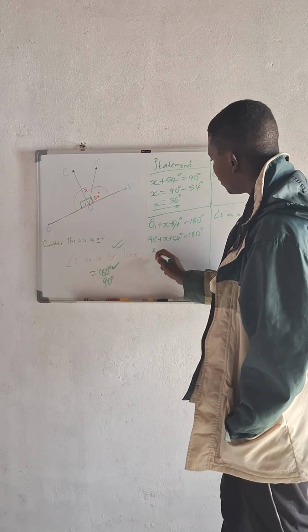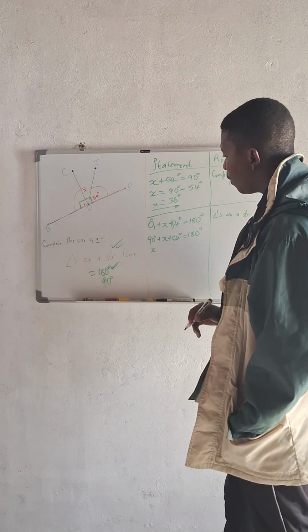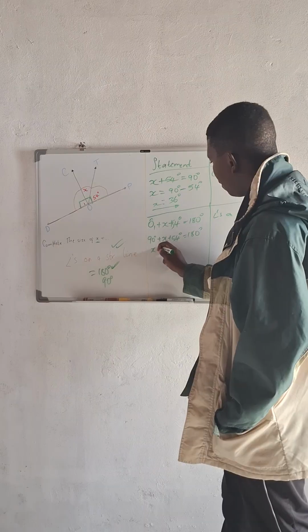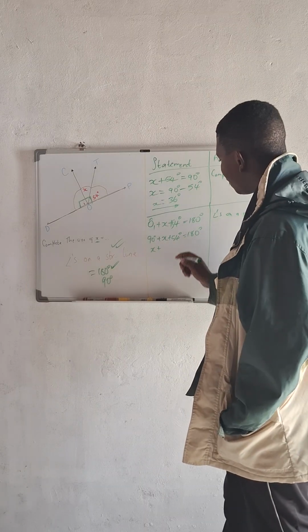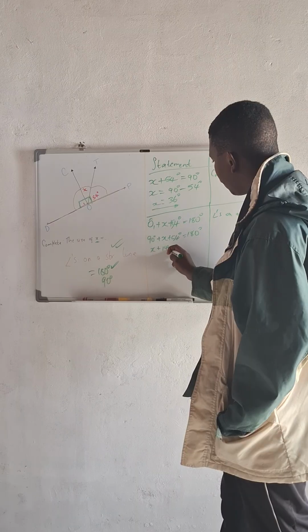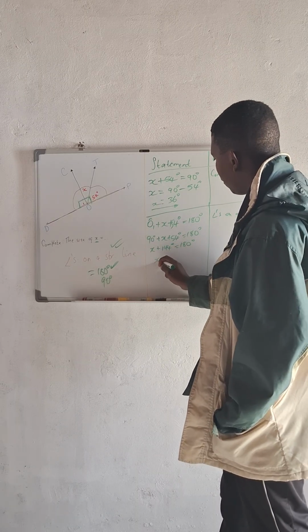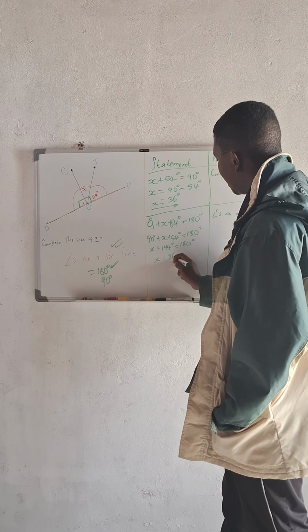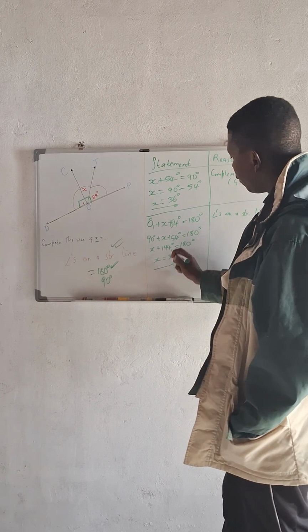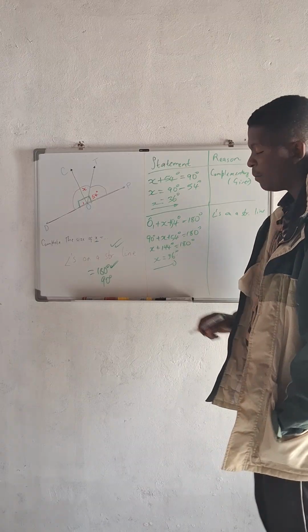Now x, I'm pushing it to the left because I'm looking for x. Plus 90 plus 54, that is 144 degrees is equal to 180 degrees. Therefore, x is equal to 36 degrees. If we are taking 144 to the other side, it will give me 36.